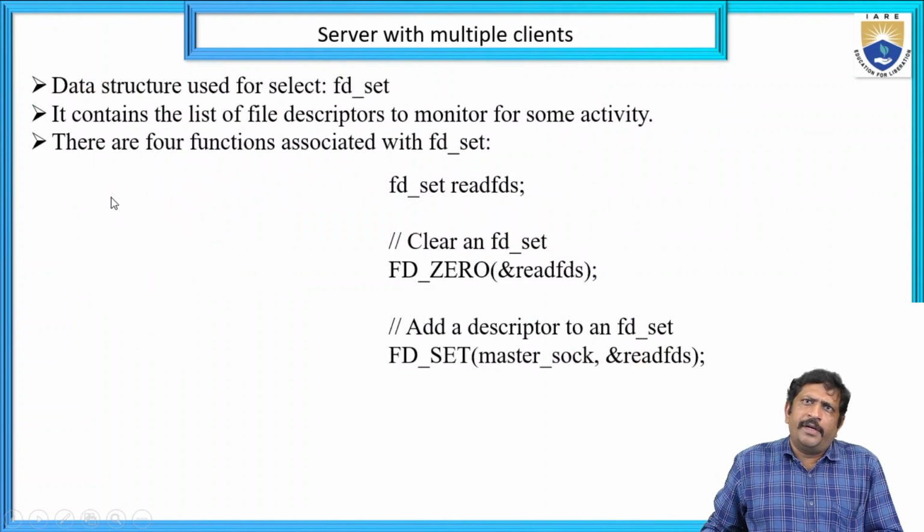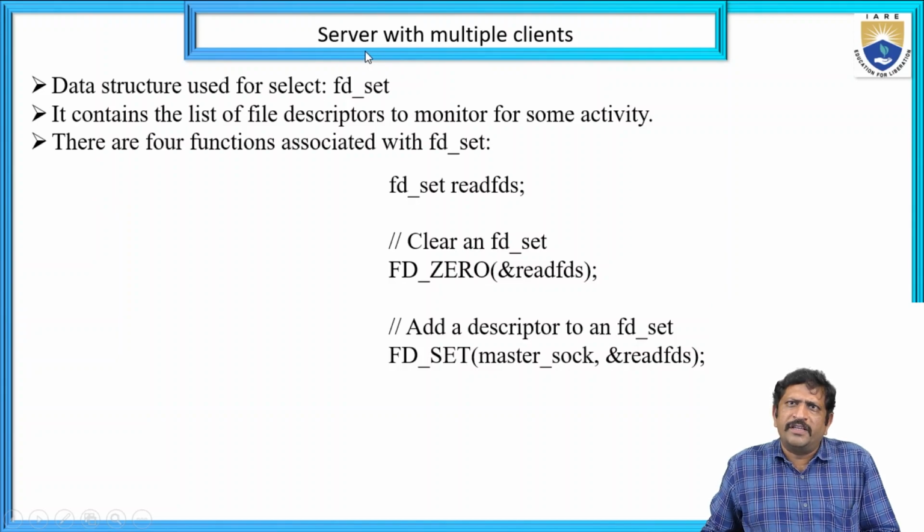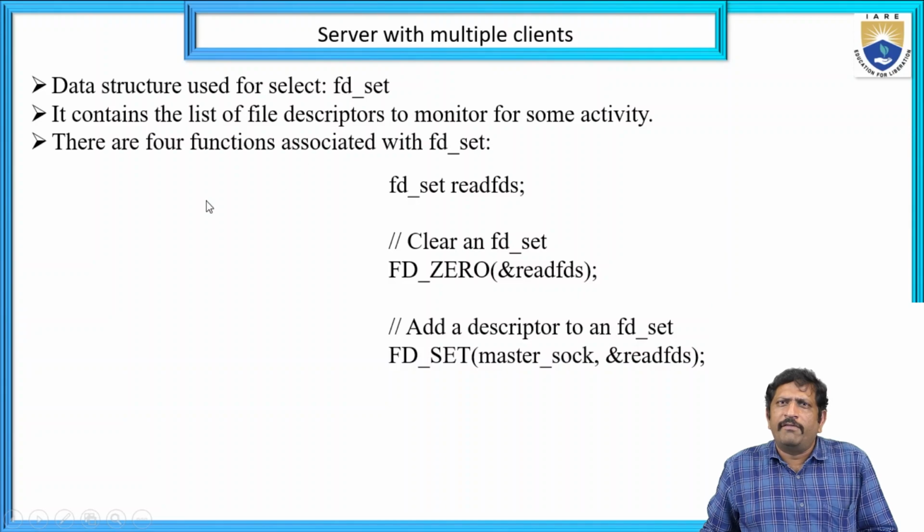Next, the data structure we use with the select method is the FD set, the file descriptor set. By using this, multiple files can be handled at a time, meaning data can be collected from multiple clients. It contains the list of file descriptors to monitor for some activity. Generally, four functions are associated with the FD set.